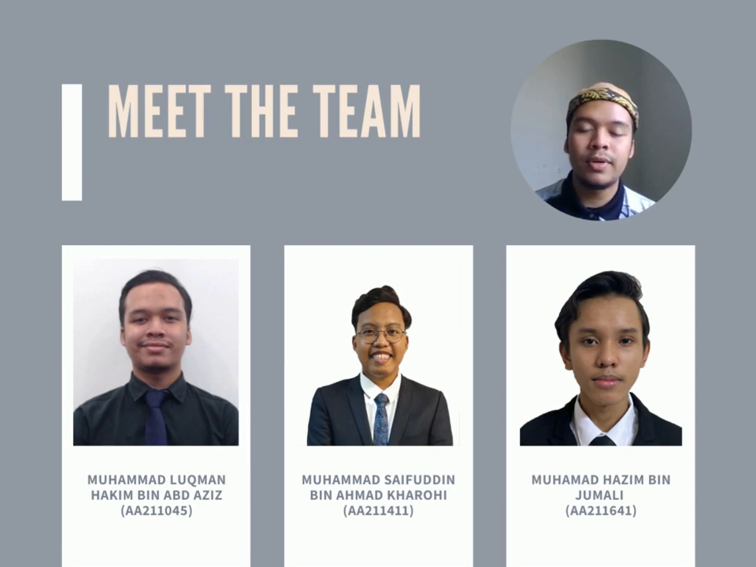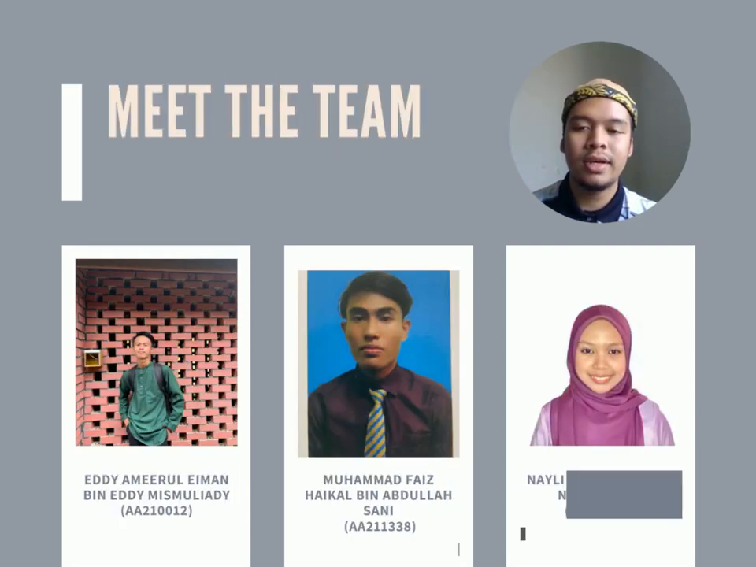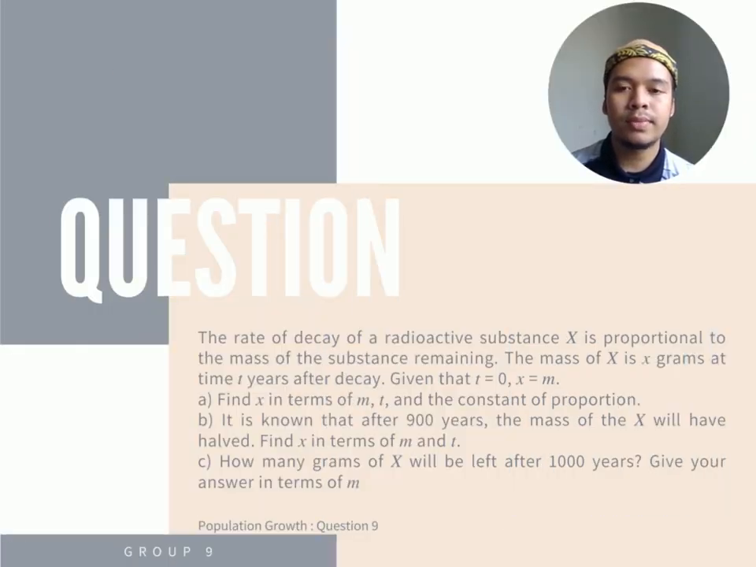Firstly, me, Muhammad Luqman Hakim bin Abdul Aziz, matrix number AA211045. Second, Muhammad Saifuddin bin Ahmad Karohi, matrix number AA211411, and Muhammad Hazim bin Jumali, AA211641. Next, Eddie Amirul Iman bin Eddie Miss Mulyadi, AA210012, Muhammad Faiz Haikal bin Abdullah Sani, AA211338, and Naili Batrisha binti Nasharuddin, AA210943. Now we will discuss the question.